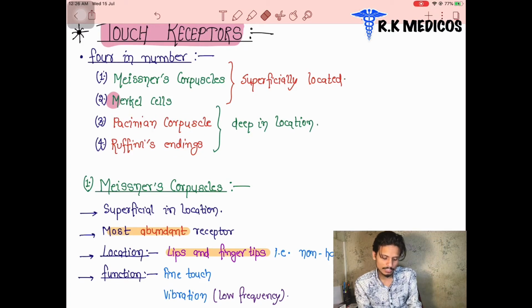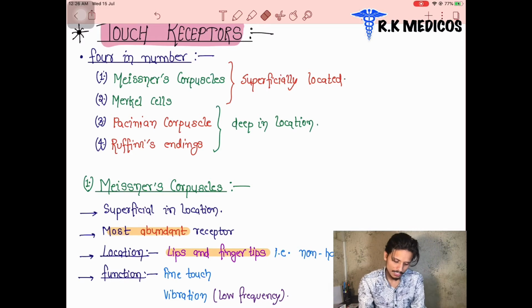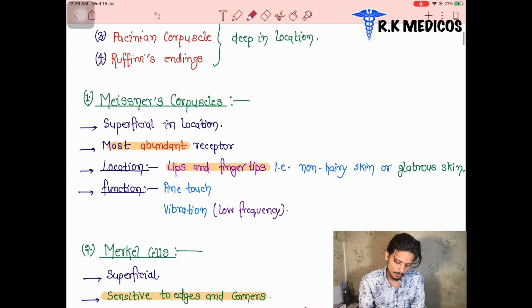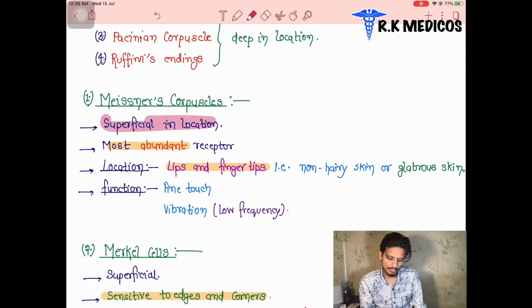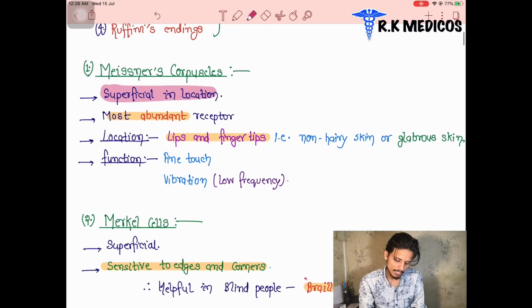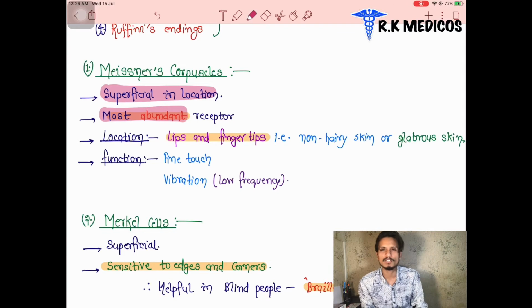Next we are going to see where the Meissner's corpuscles are located in our body, and what their main functions are. The Meissner's corpuscles are located superficially, as we already know. They are the most abundant of the touch receptors, and their location is basically in the lips and the fingertips. The fingertips are the most highly sensitive part of our body, and the lips are also a most highly sensitive part of our body.